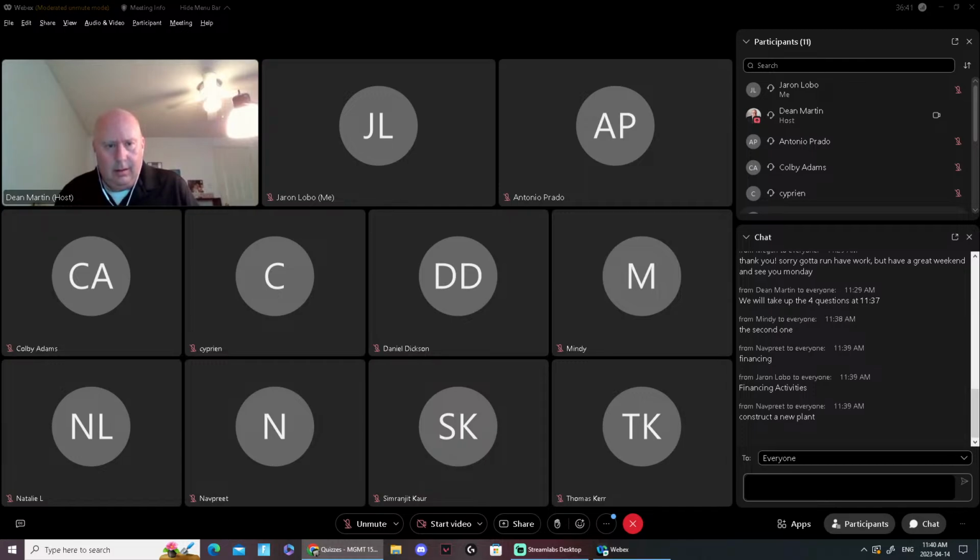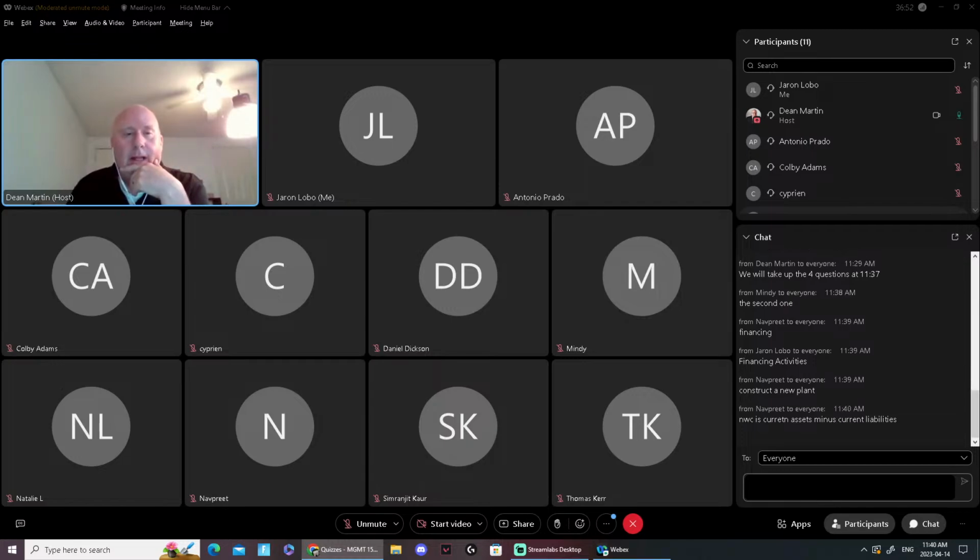Which of the following statements is true? Net working capital is current assets added to current liabilities, or net working capital is current assets minus current liabilities. And Navpreet is correct. Current assets minus current liabilities. So it sounds like everyone grasped the quiz, got the 4 questions.